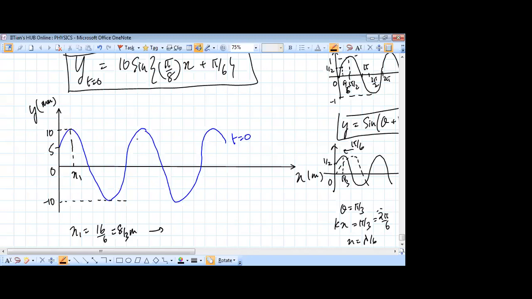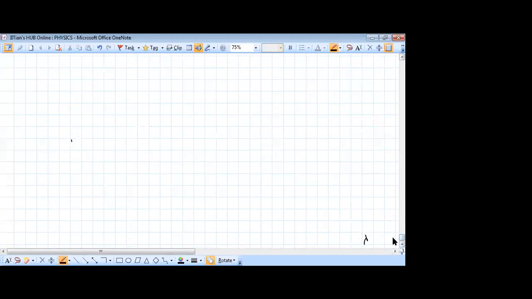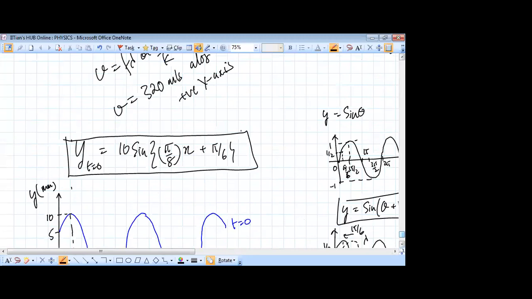Why? Because let's understand, at that point, the value of kx1 plus phi should become how much? It should become pi by 2. Okay, so just substitute this and you'll understand why this happens. Just give me a second, guys. I'll restart the whiteboard software.